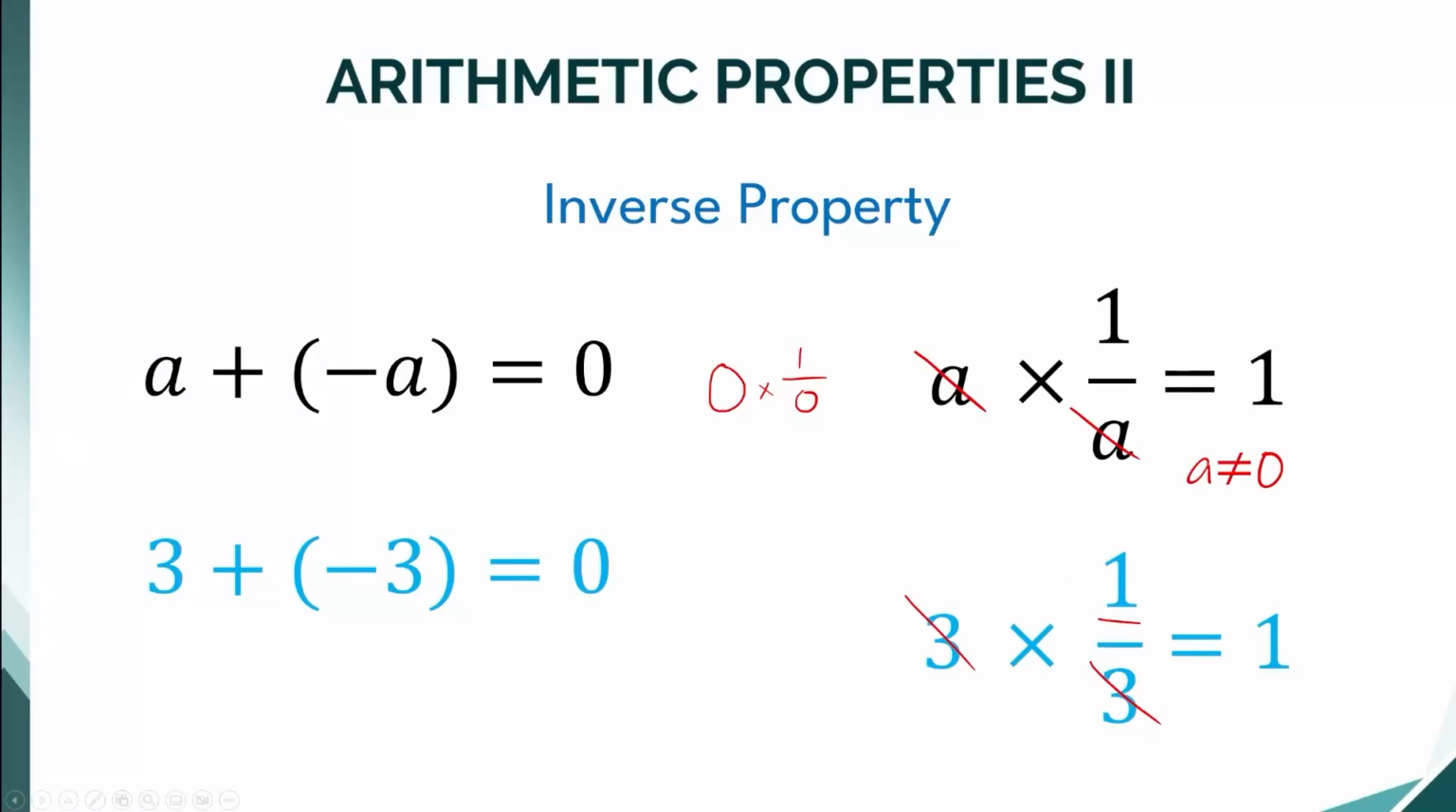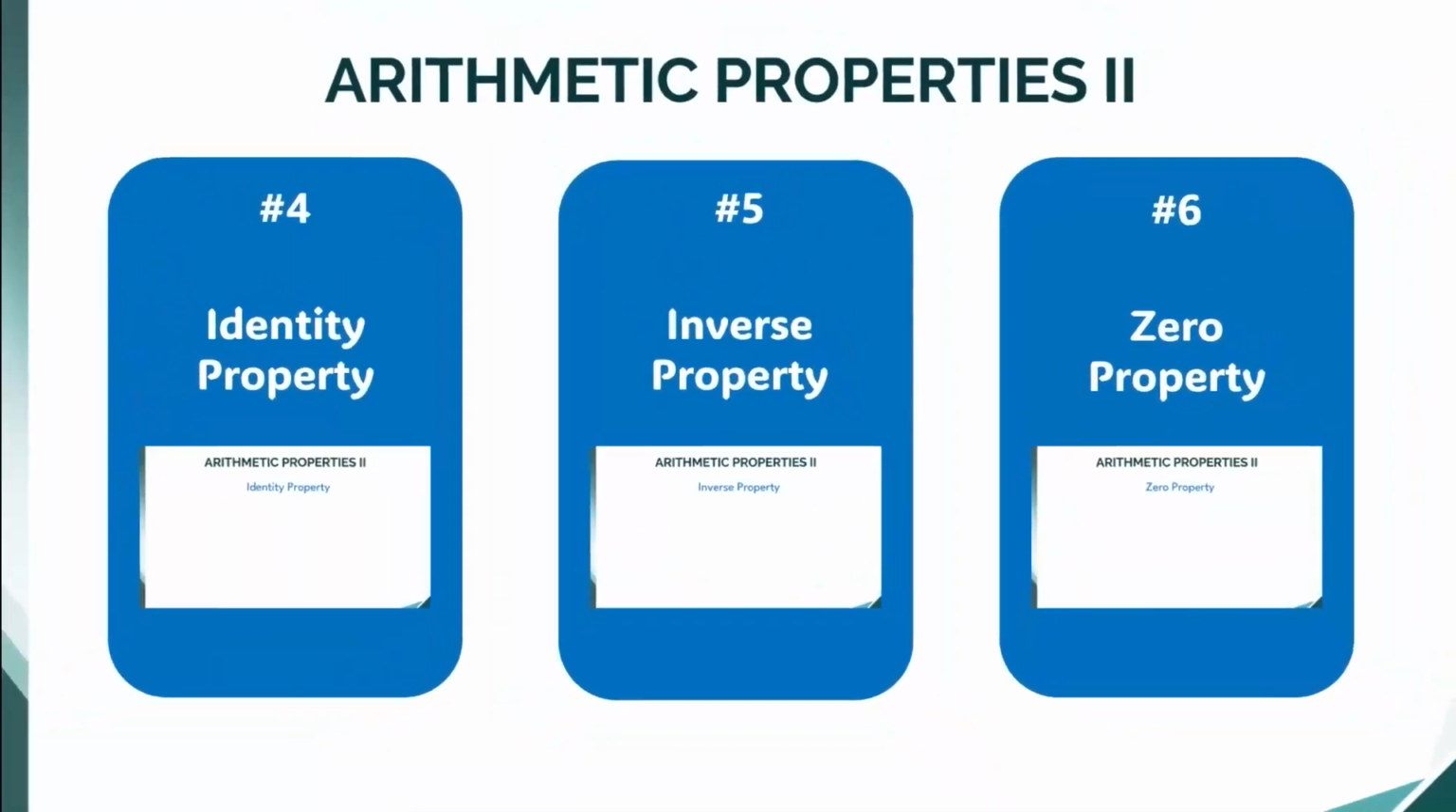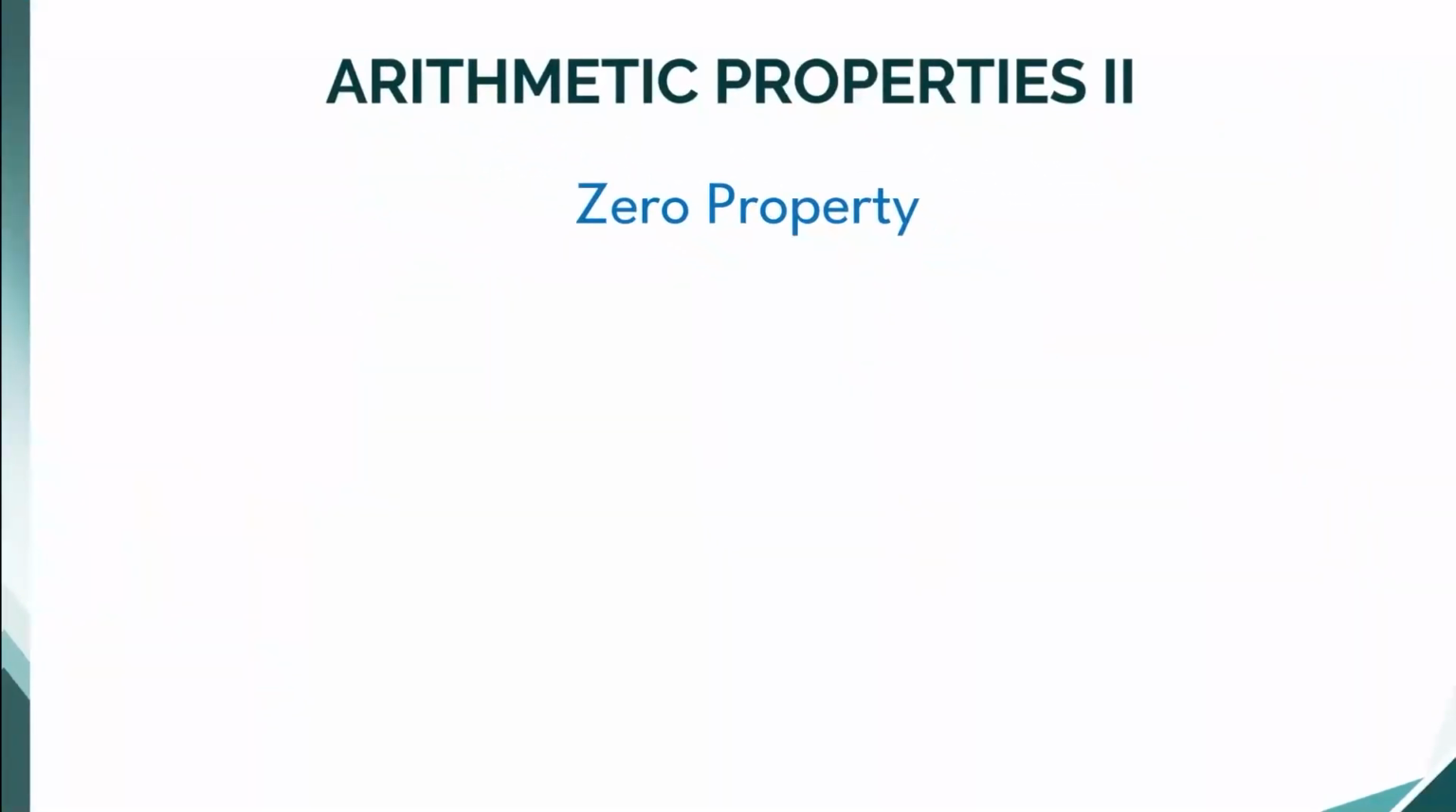So that is the inverse property. Let's finally talk about the last one, the 0 property. Again, a lot of these are just kind of common sense. A times 0. So if you multiply something by 0, you get 0. Now remember, if you add 0, you keep the original thing. But if you multiply by 0, boom, you just get a 0.